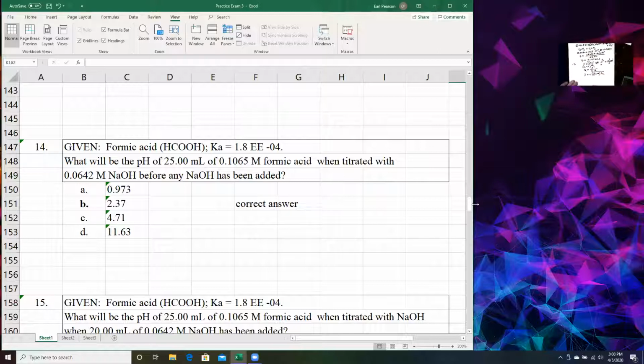Now I wrote it like that because I want to use this kind of setup for several different kinds of problems. All I'm going to need is the initial concentration and the Ka. Well, in this particular problem, we know the Ka. The Ka is going to be 1.8 times 10 to the minus fifth.